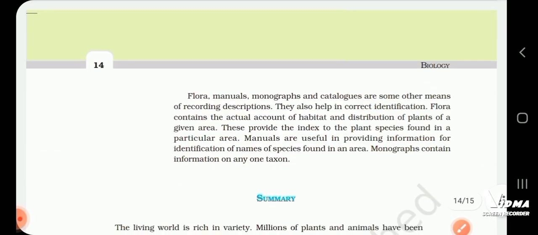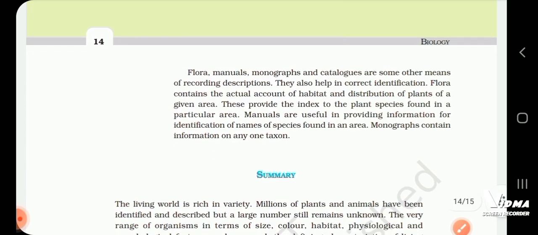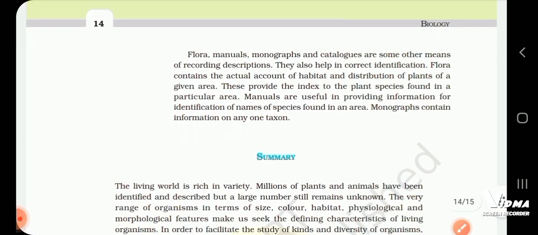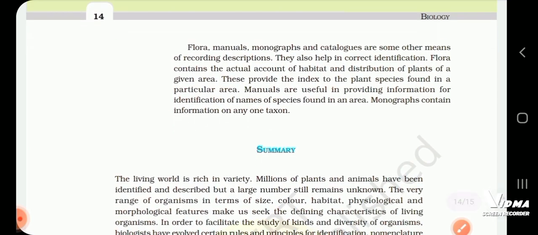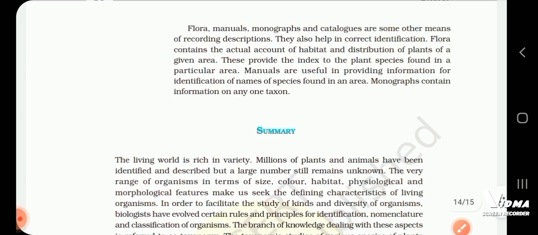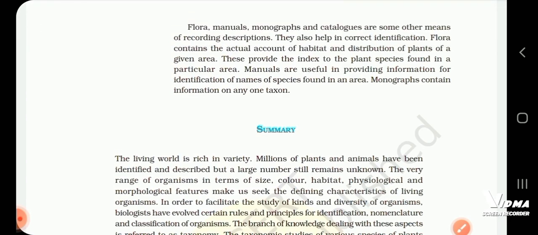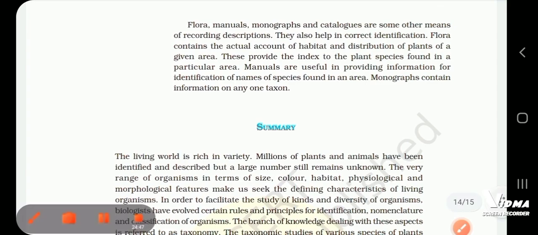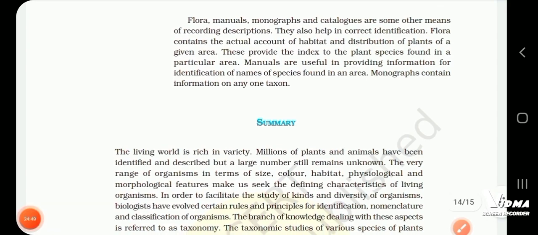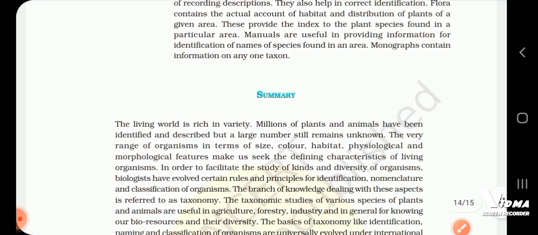Flora, manuals, monographs, and catalogs are some of the other means of recording descriptions. These also help in correct identification. Flora contains the actual account of habitats and distribution of plants of a given area. This provides the index to the plant species found in particular areas. Manuals are useful in providing information for the identification of names and species found in an area. Monographs contain information on any one taxon.